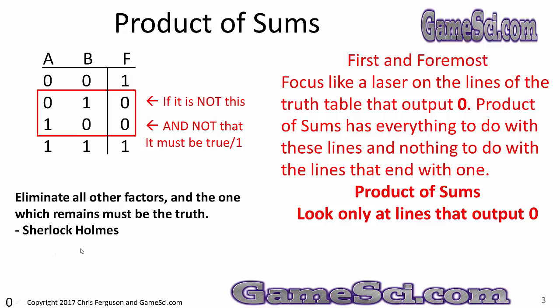What we're doing is the opposite of product of sums. Product of sums said look at this line. If it's this or that, it must be a 1. Product of sums goes the opposite way and says if it's not this and it's not that, the output must be 1.